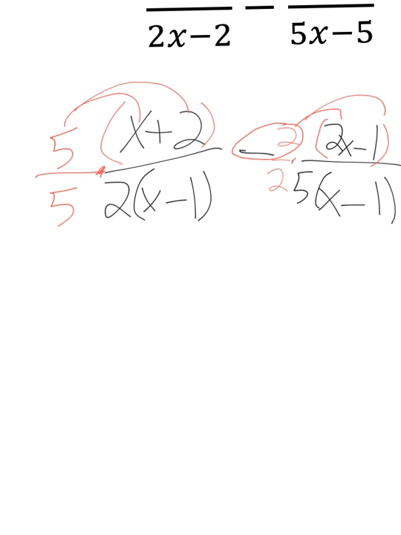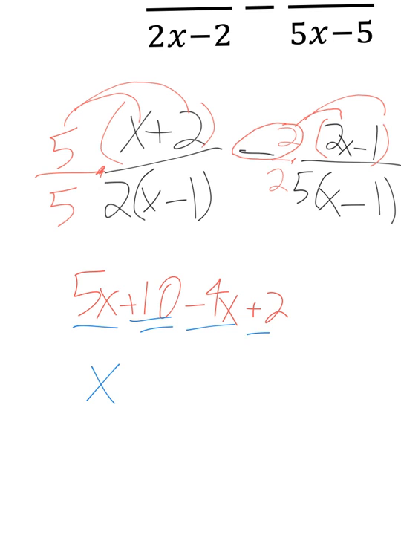So let's distribute those numerators now. What's 5 times x? That's 5x. What's 5 times 2? That's 10. What's -2 times 2x? That's -4x. What's -2 times -1? That's +2. And now let's combine like terms. 5x minus 4x is just x, and 10 plus 2 is 12. So x plus 12. And then the bottom was just 5 times 2 times x minus 1.